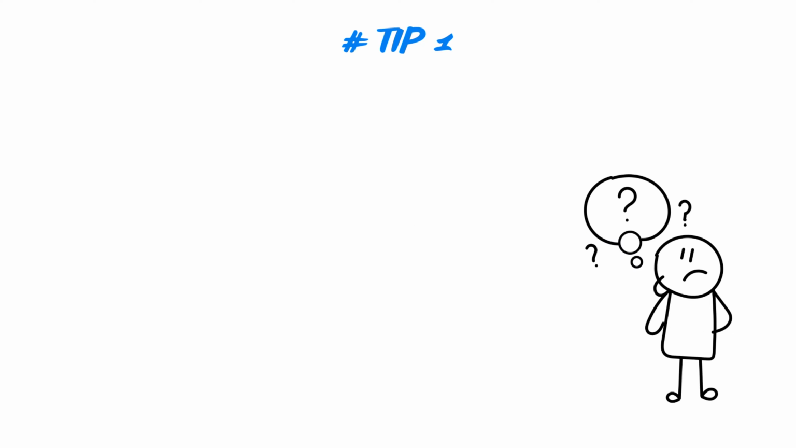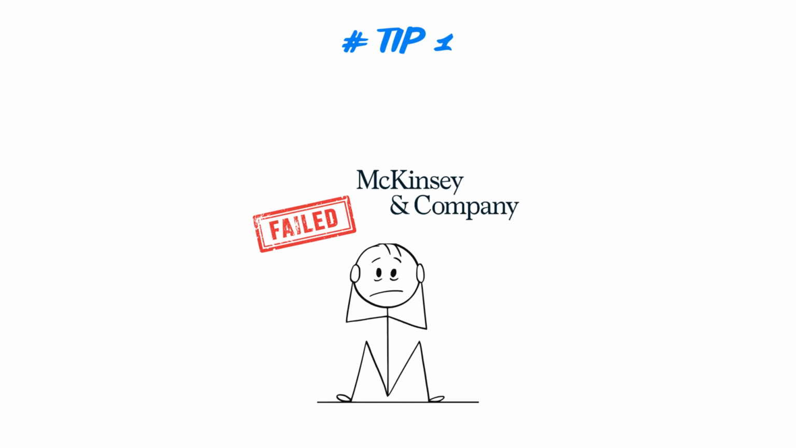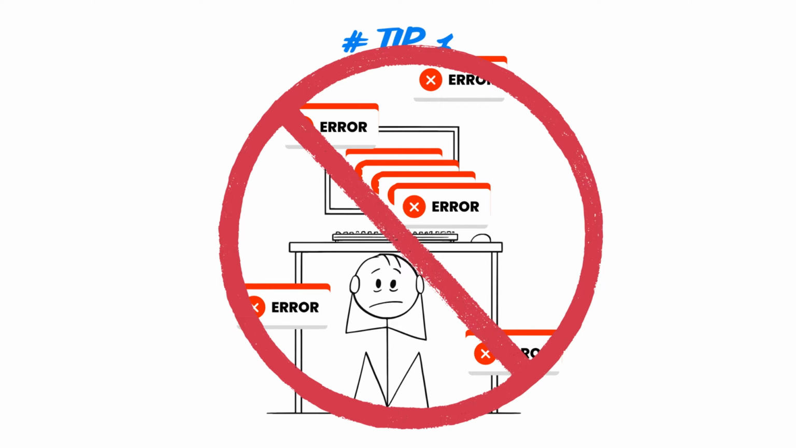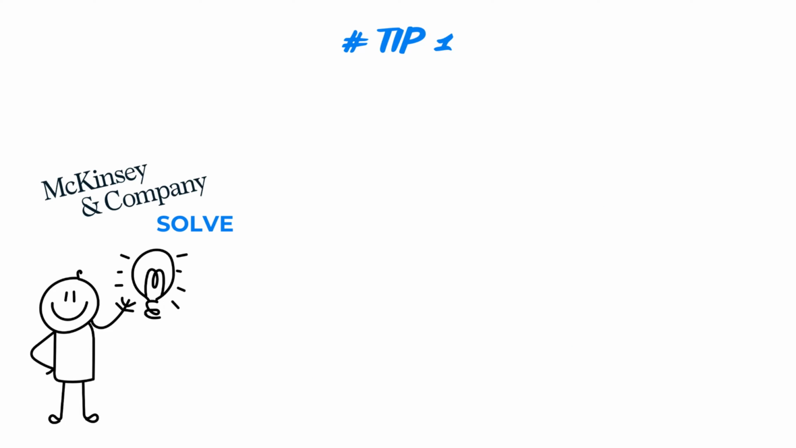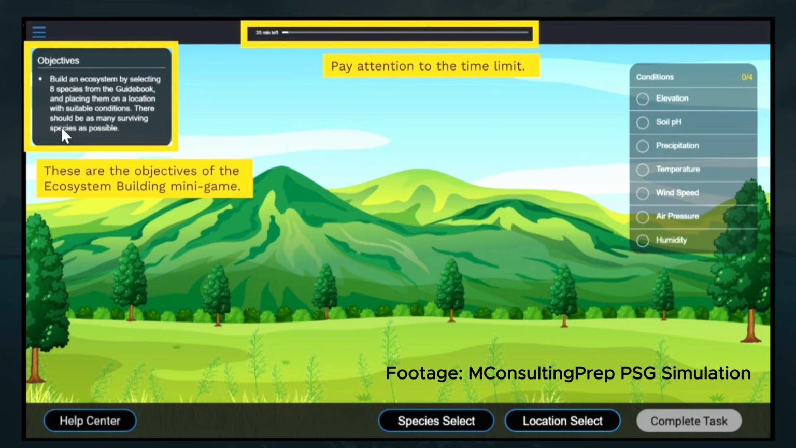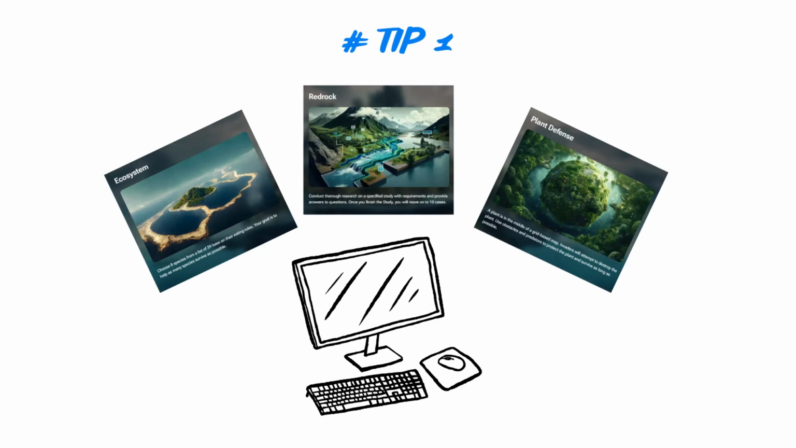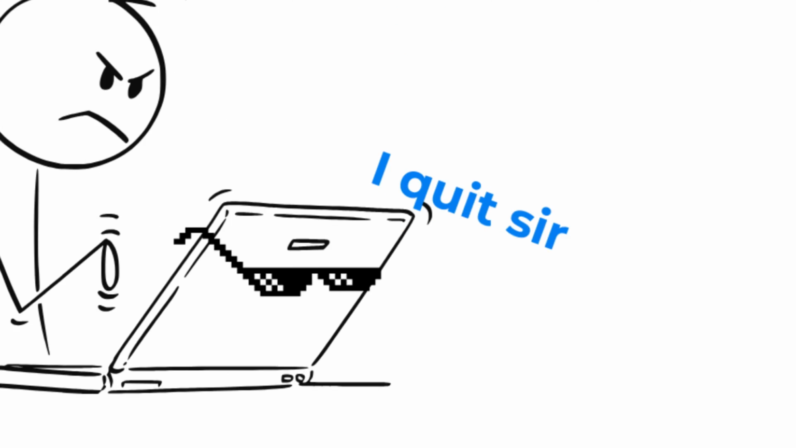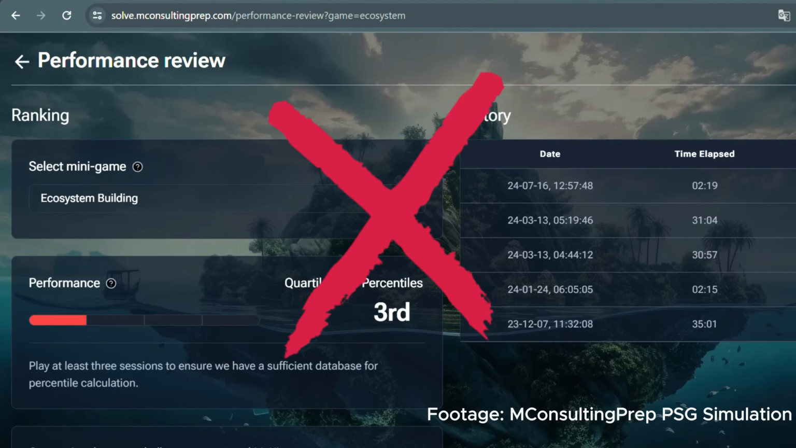Tip number 1. Make sure your setup is adequate. This may sound odd, but one of my clients did get disqualified from McKinsey Solve because his computer broke down in the middle of the test. No one wants that to happen, right? As we all know, McKinsey Solve is a series of online 3D games, which means your computer and the internet will be under heavy pressure. If your setup gives up mid-test, you will unlikely get a second chance.